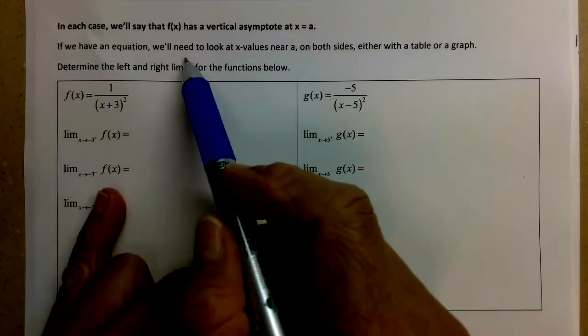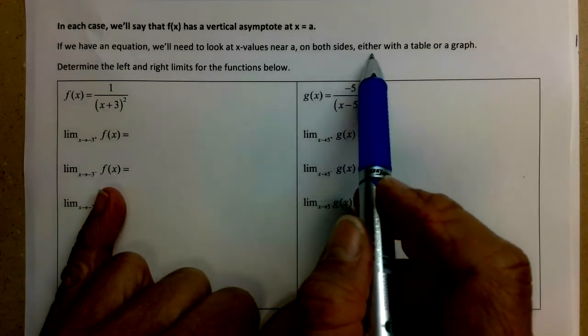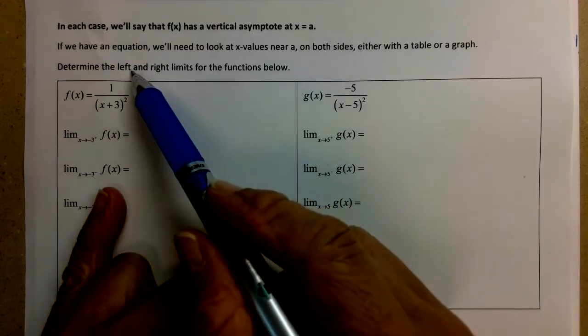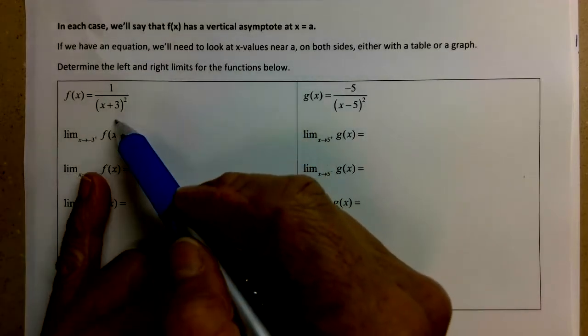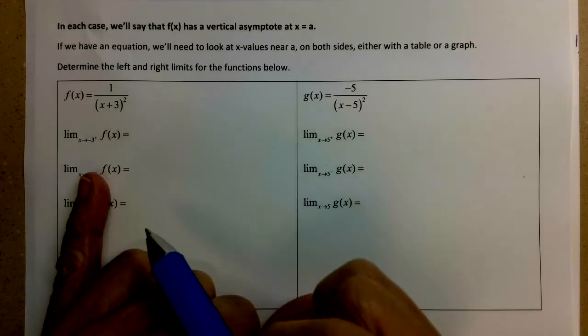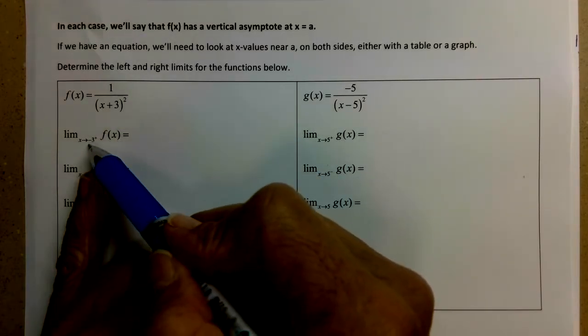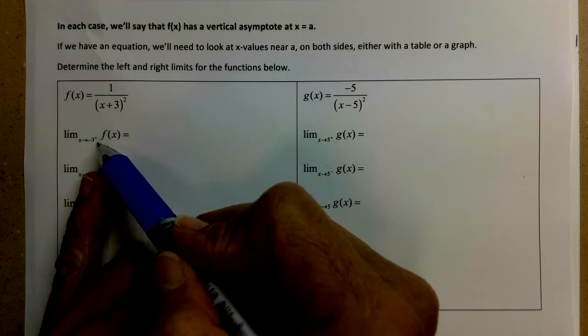So if we have an equation, we'll need to look at x values near a on both sides, either with a table or a graph. Determine the left and right limits for the functions below. Okay, so f of x equals 1 over (x plus 3) quantity squared. And we're going to approach negative 3 from the right.